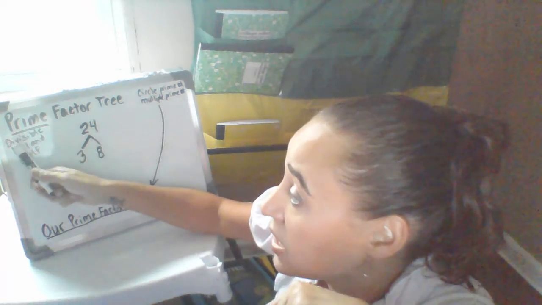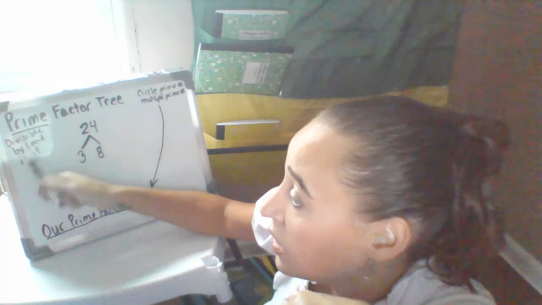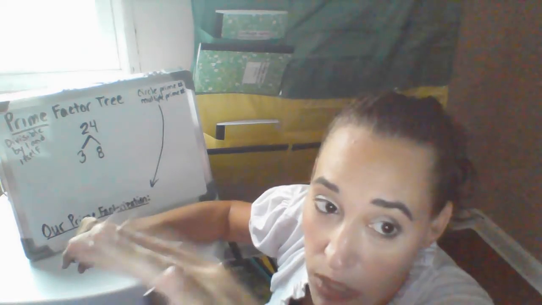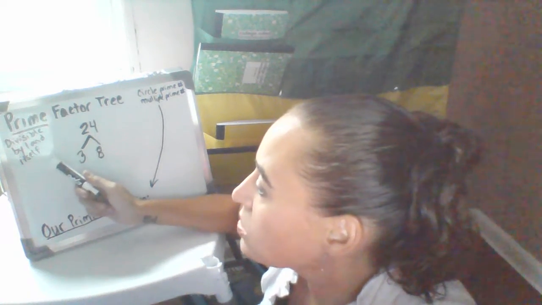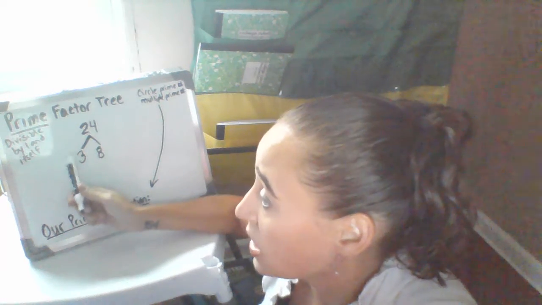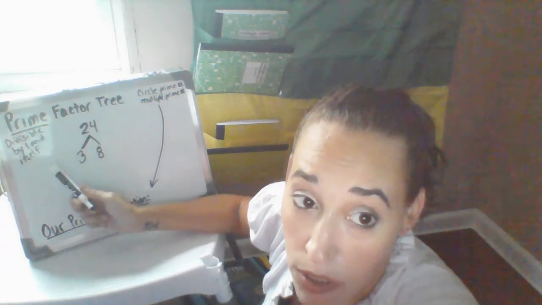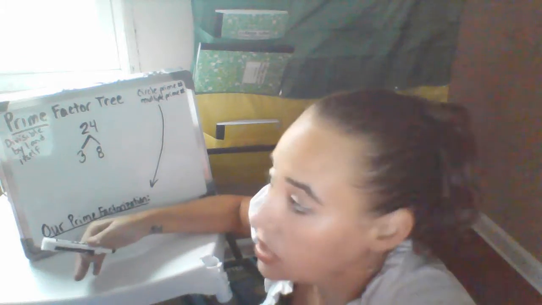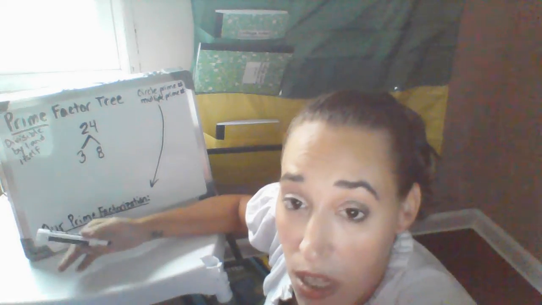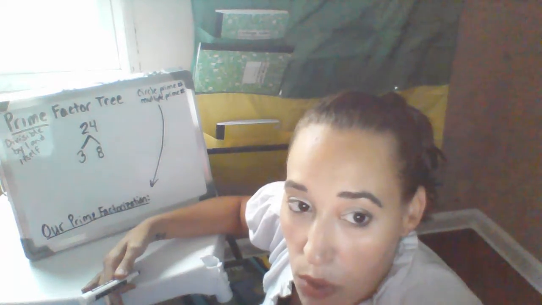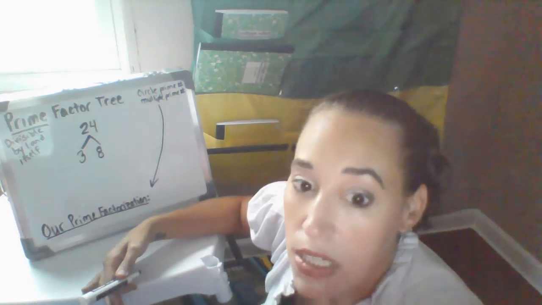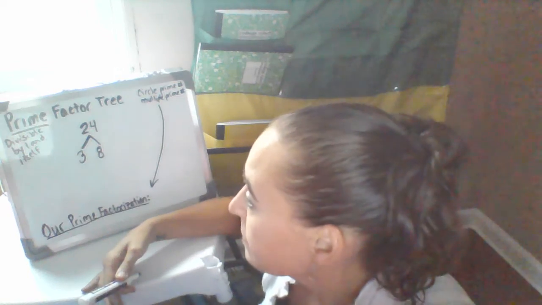What is prime? Prime is a number that's divisible by 1 and itself. 2 would have made it too tricky, so we're not going to go there. Okay. So 3 is only divisible by 1 and itself, so it's a prime number. 13 is only divisible by 1 and itself, so it's a prime number. So any number that's only divisible by 1 and itself is a prime number, okay?